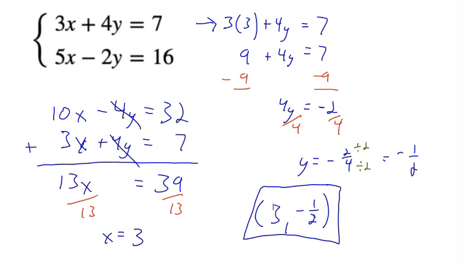We can do a quick mental check to make sure that works. 3 times 3 is 9, plus 4 times negative 1/2 would be negative 2, so it checks out in the first one. 5 times 3 is 15, minus 2 times negative 1/2, which would be plus 1. So that checks out also.